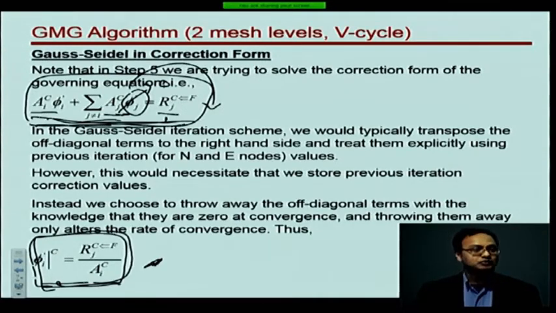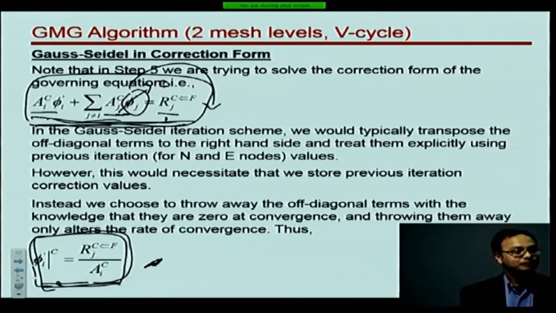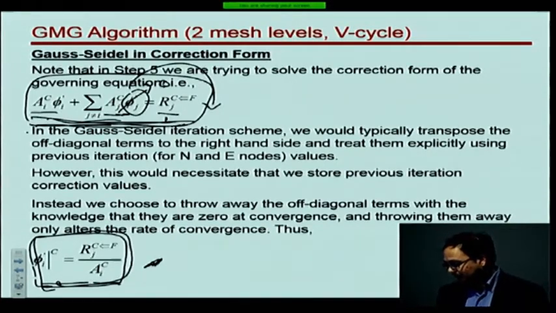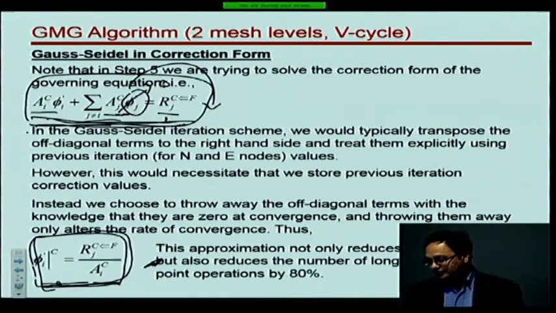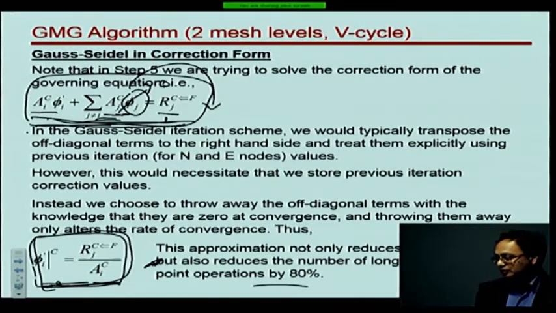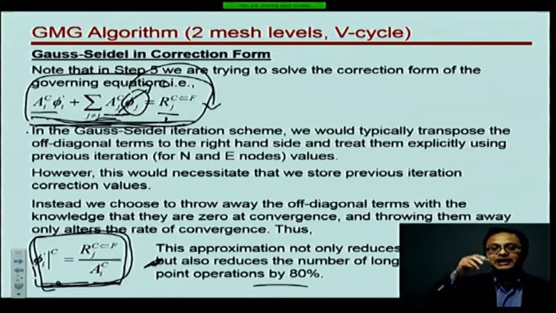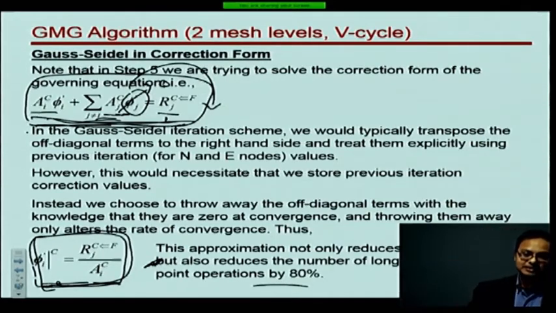Everybody with me? So as I said, the advantage of doing this over that is it saves 80% of CPU time in this step, because you're not doing all those multiplications, the A east times phi east plus A west times phi west and all those terms are not calculated at all. It's just one division. That's it.